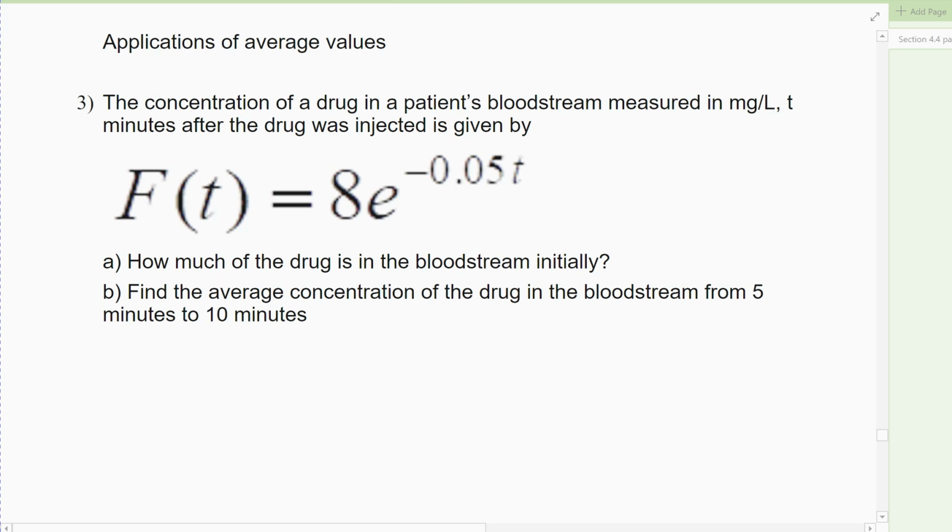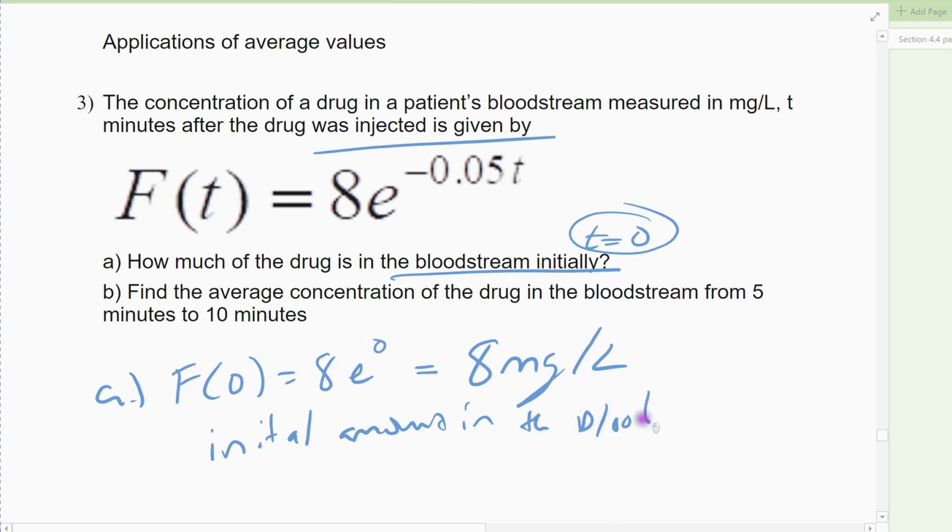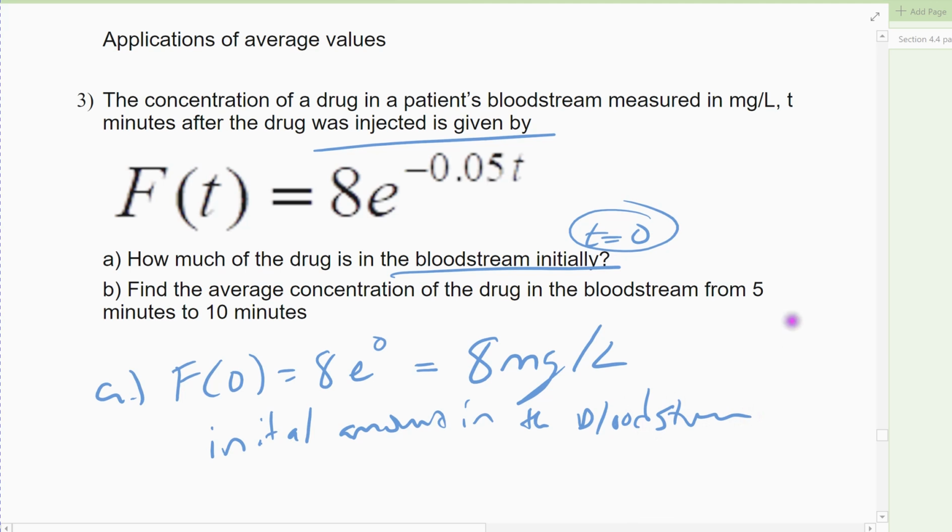How much of the drug is in the bloodstream initially? Find the average concentration of the drug in the bloodstream from 5 to 10 minutes. All right, so A is an algebra question, right? So make sure, again, be careful. This is just an algebra question. How much is in the bloodstream initially means at time 0, right? When they inject you with the drug. So this is just finding f of 0. So 8e to the 0. 8 milligrams per liter is the initial amount in the bloodstream. All right, so you have 8 milligrams per liter of blood in your bloodstream.